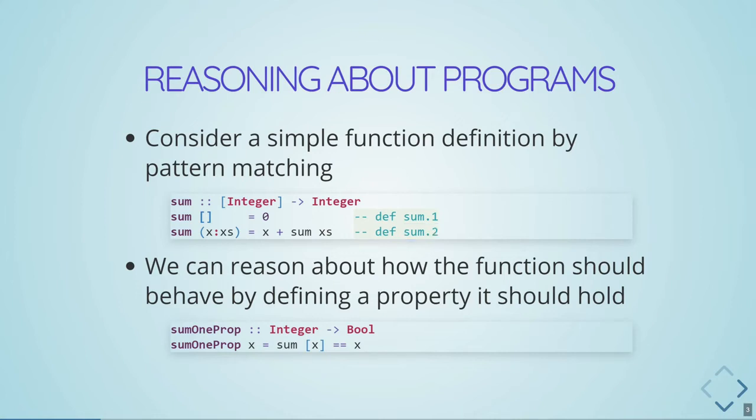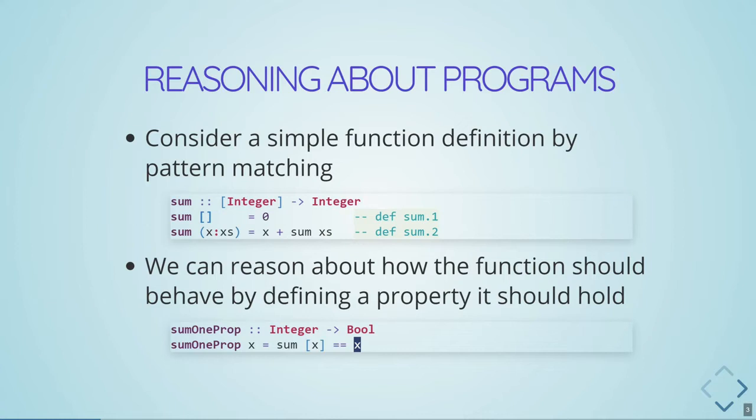Now that we have those definitions, let's consider a property that we might define for sum. Just like when we were doing tests, we might define a property and say, okay, if sum works properly, then the sum of any list with one thing inside of it, x, is going to be equal to just that one thing.